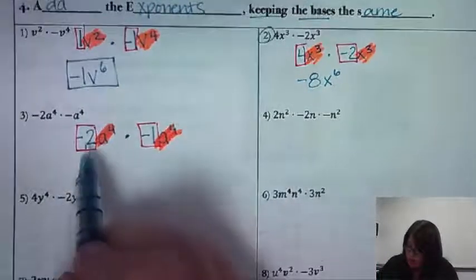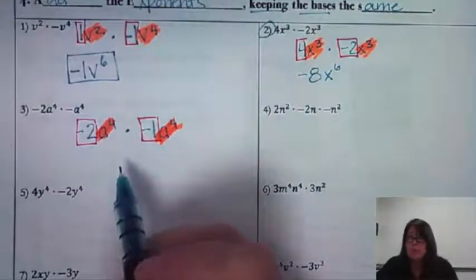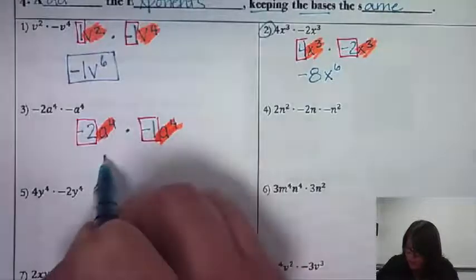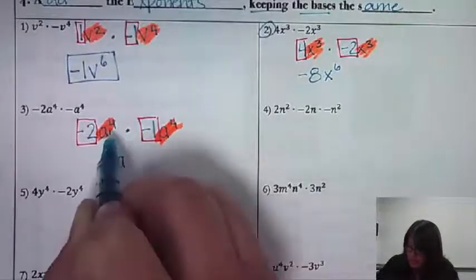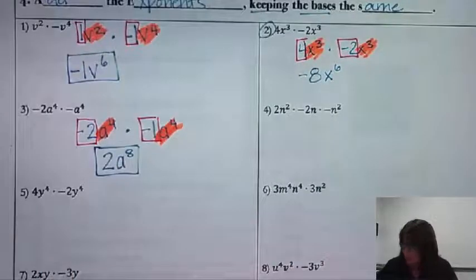So -2 times -1, let me see, a negative times a negative is a positive. 2 times 1 is 2, so +2. Base will stay the same, and 4 plus 4 is 8. So my answer here is 2a to the 8th.